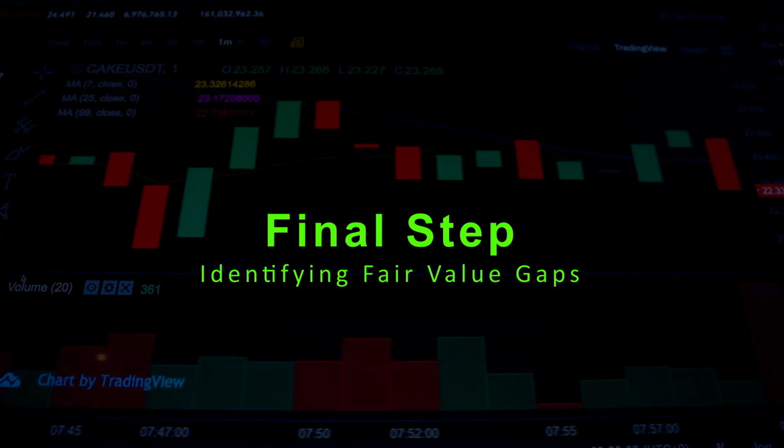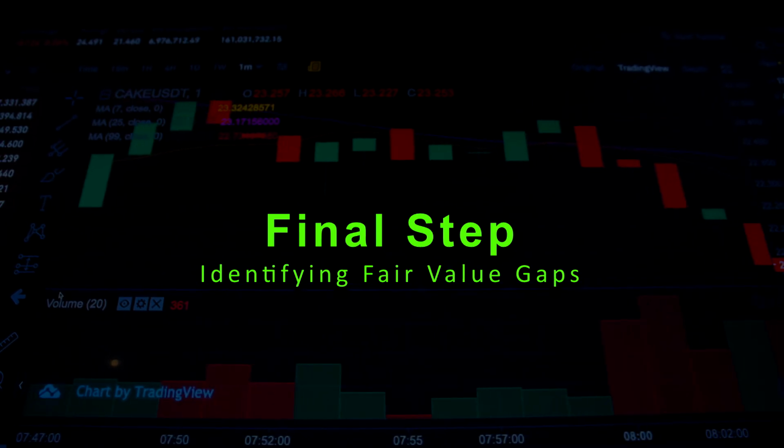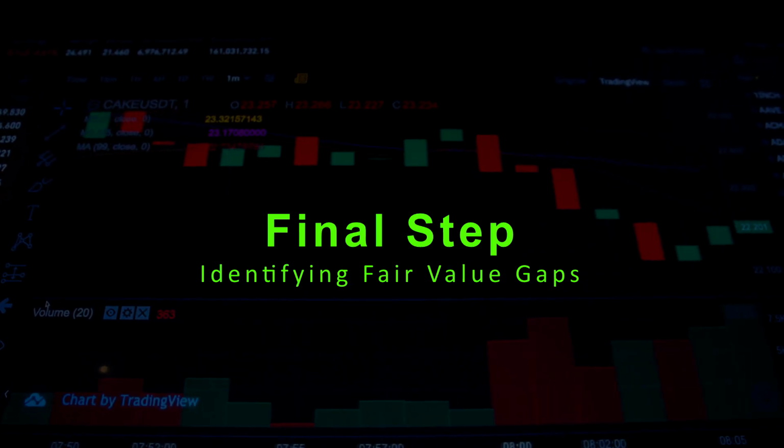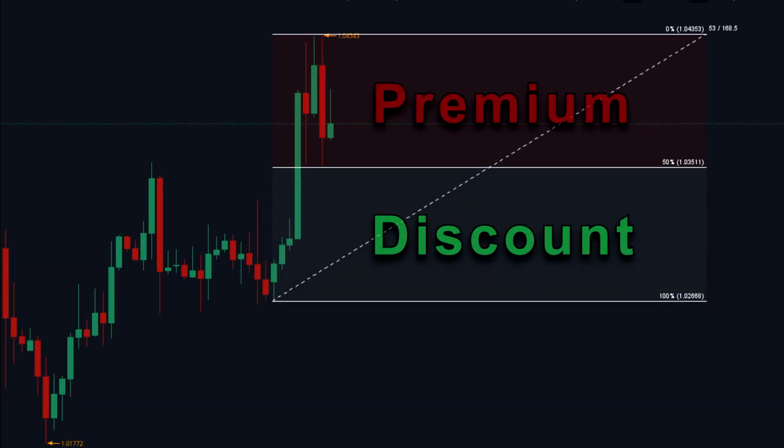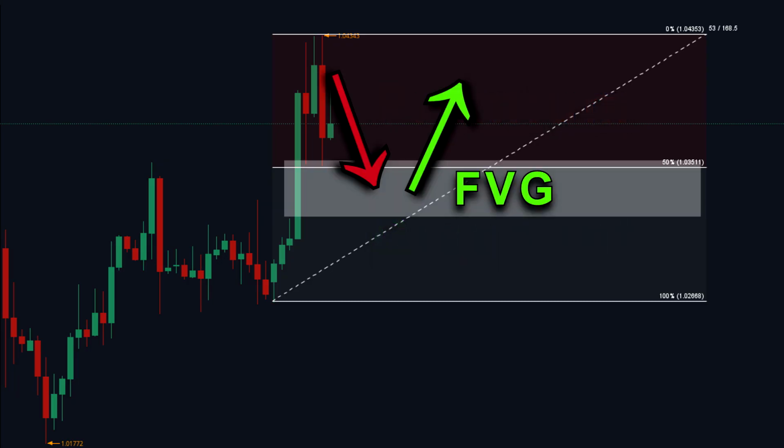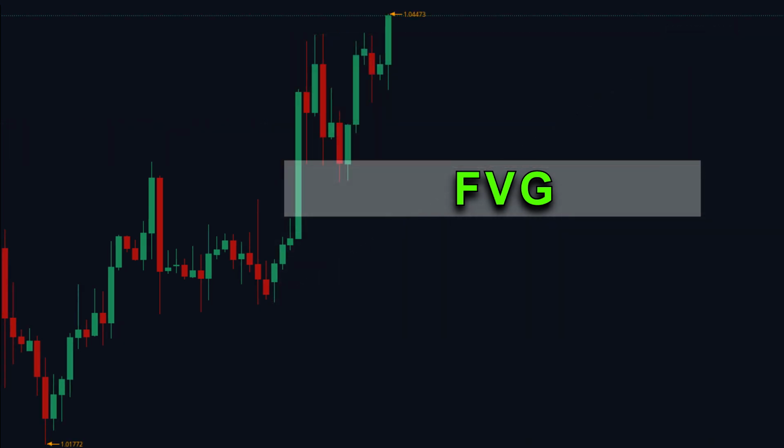The final step in analyzing market structure on the higher time frame is identifying fair value gaps, which will serve as our trading zones. However, after spotting these areas, we refine our approach by applying Fibonacci retracement levels. If the market is in an uptrend, we focus on fair value gaps located in the discount zone, as they provide better long opportunities.